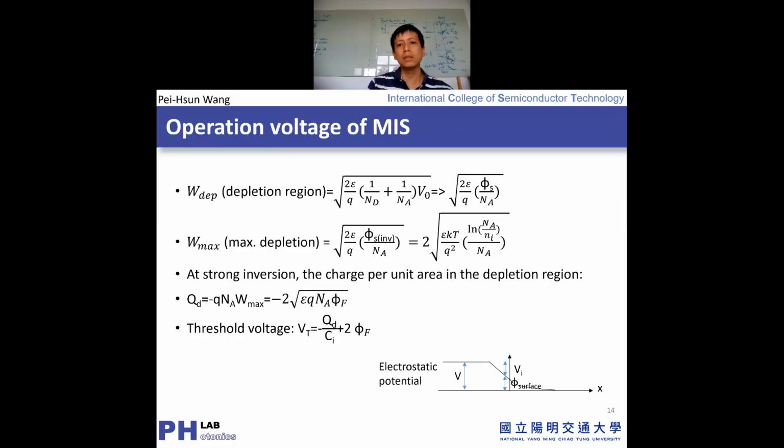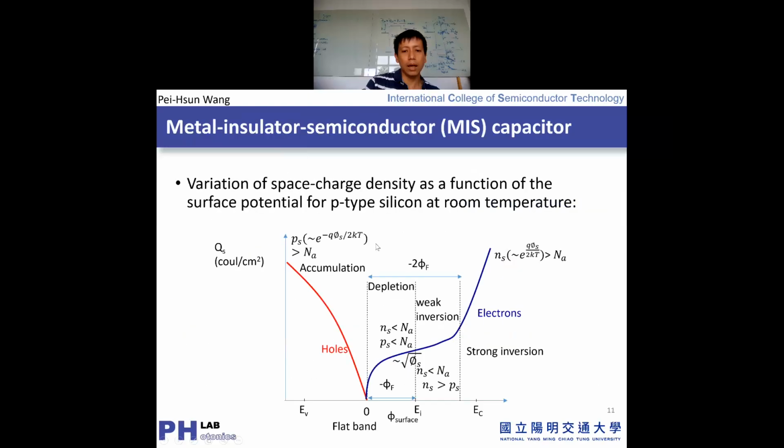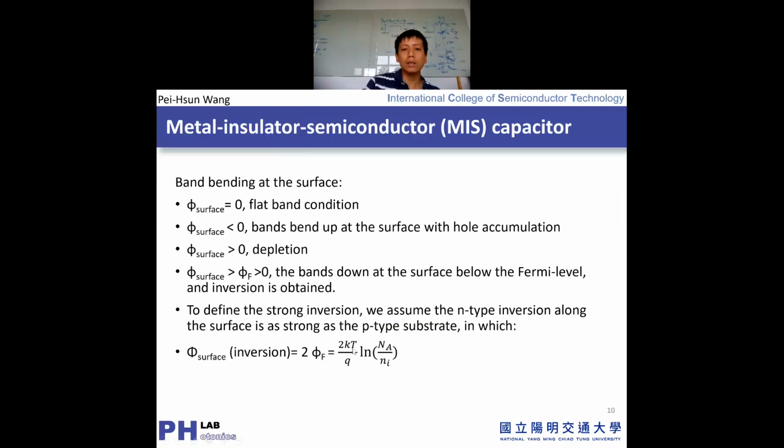Okay, so let us try to look ahead for the entire operation voltage of the entire MIS system. First, in comparing with the PN junction, it can be simplified as 2 epsilon over Q multiplied with phi s over NA, take the square root. And for the maximum depletion region, we consider the strong inversion. If you have the strong inversion, phi s equals 2 phi F. Okay, so just insert 2 phi F into the phi term. If you look ahead for the phi F, it is defined by kT over Q log NA over NI.